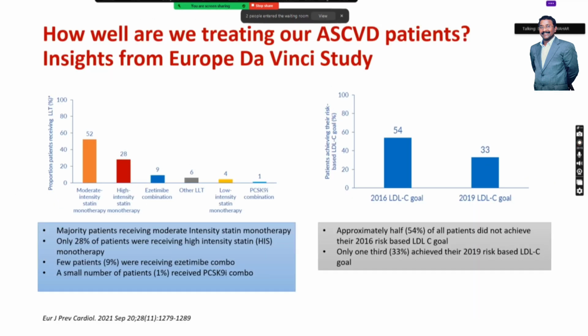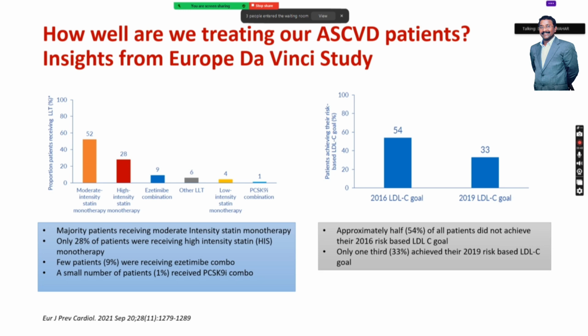How well are we treating our atherosclerotic cardiovascular disease patients? Insights from the European Da Vinci study. See here, they used moderate intensity statin monotherapy, high intensity statins, ezetimibe combination, and other lipid lowering drugs like bempedoic acid or PCSK9 inhibitors, which are monoclonal antibody inhibitors. The majority of the patients were receiving moderate intensity statin monotherapy. Only 28% were taking high intensity statin monotherapy.